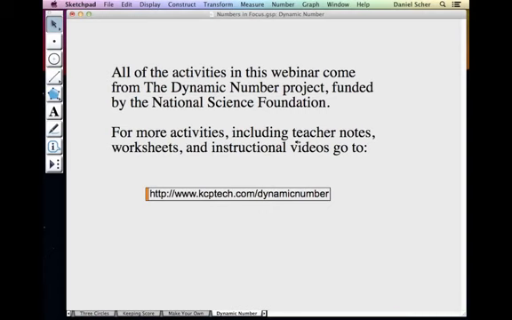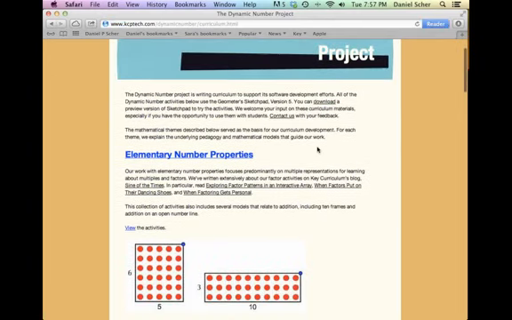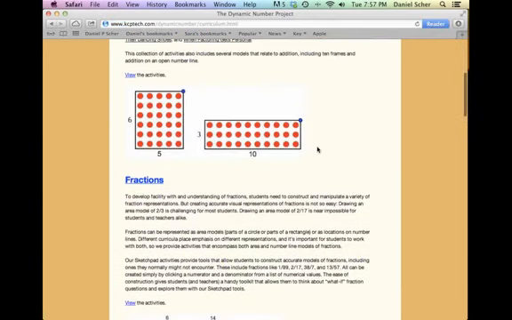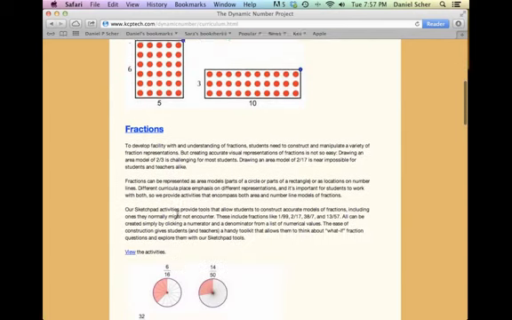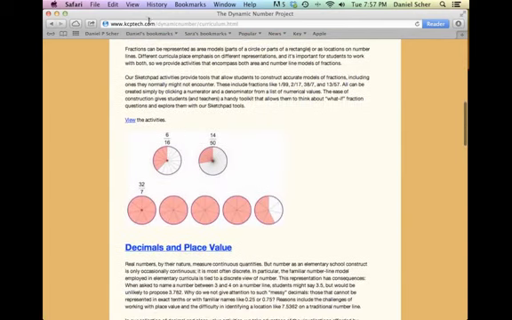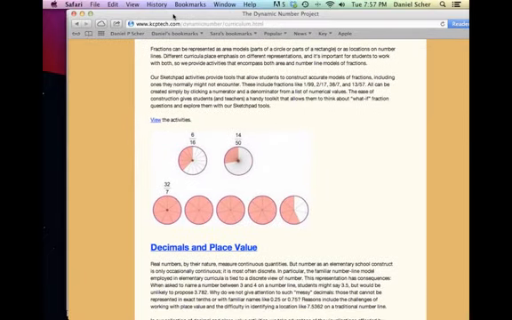So, to conclude, all of these activities come from the Dynamic Number Project funded by the NSF. And if you go to our website by clicking this button in the sketch that you will receive, you will go to the Dynamic Number website, and the Curriculum tab has all of these activities. It has teacher notes, it has worksheets, it even has little movies that go with most of them that show you how the activity works.